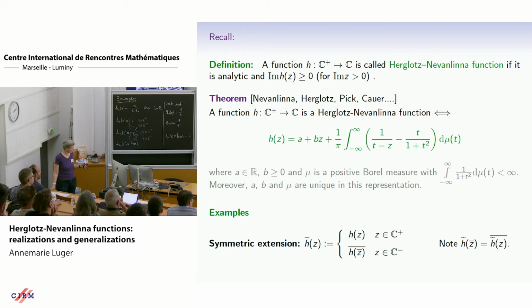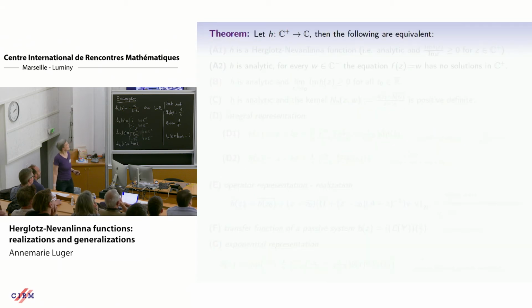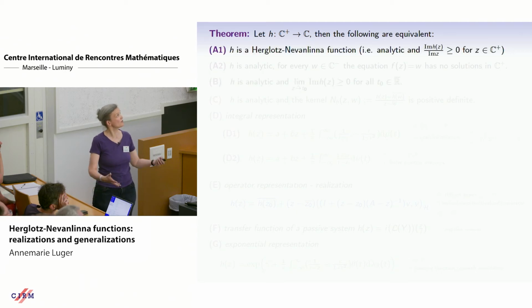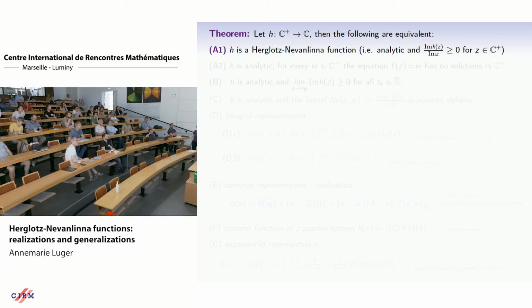So this is a big theorem collecting knowledge of 100 years. You have a function in the upper half plane, complex valued, and then the following statements are equivalent. First, this function is a Herglotz-Nevanlinna function, by definition, analytic, and I've written it here in this extended version. The imaginary part is larger or equal than 0 in the upper half plane, and lower or equal than 0 in the lower half.